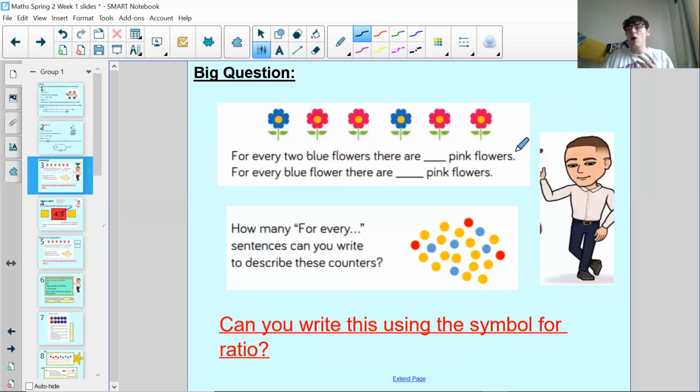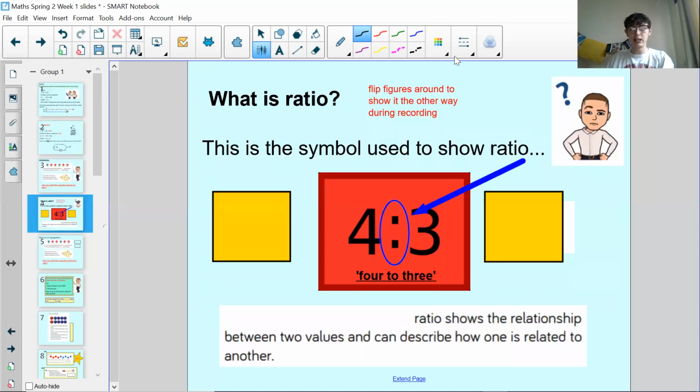I put our big question on the board here today. For every 2 blue flowers, there are blank pink flowers. For every blue flower, there are blank pink flowers. Just below, how many for every sentences can you write to describe these counters? And can you write this using the symbol for ratio? You might not be too familiar with the symbol for ratio and how to use it, but hopefully this lesson will enable us to answer this question. So, looking at ratio.